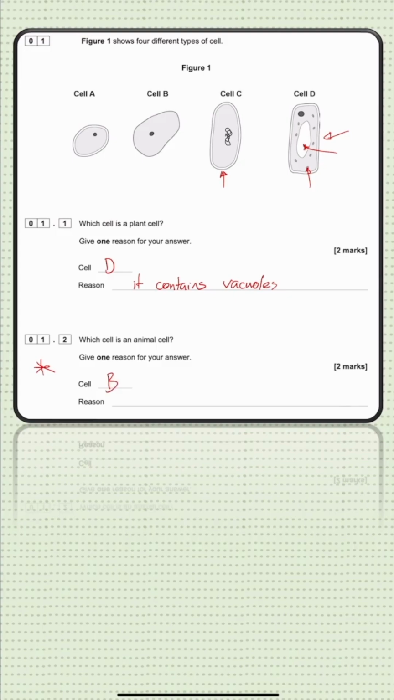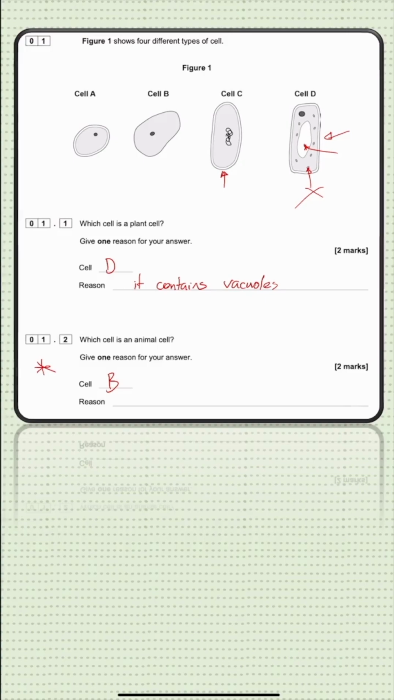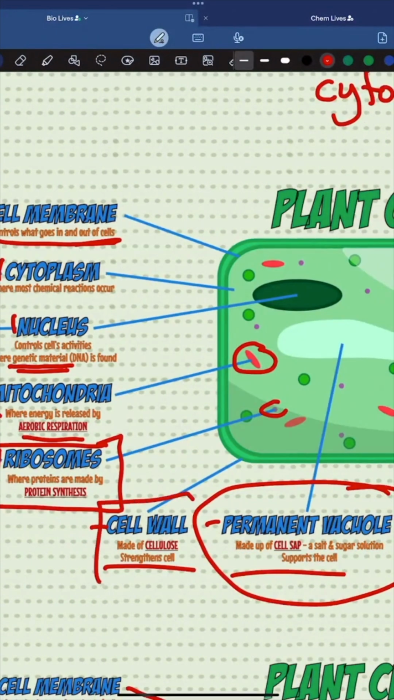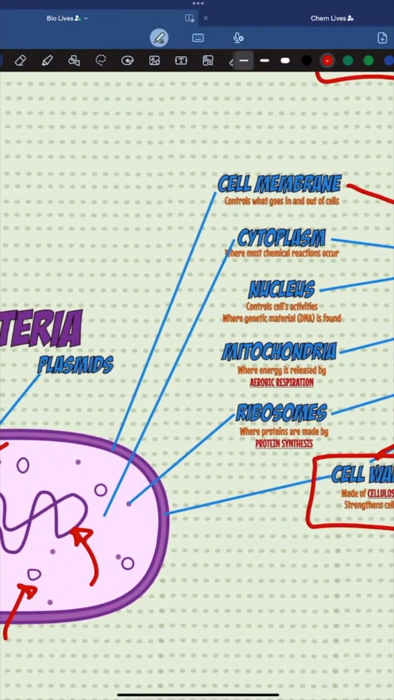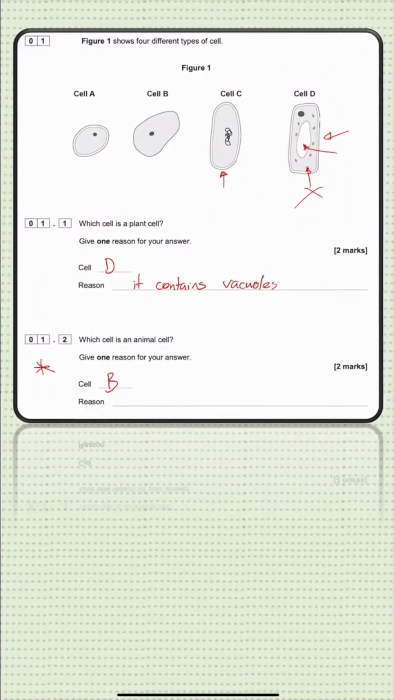We've already clarified that this is a plant cell. Animal cells do not have a cell wall. Plant cells have cell walls. Bacteria cells have cell walls as well. See here? But animal cells do not have cell walls. So that would be the reason: it does not have a cell wall.